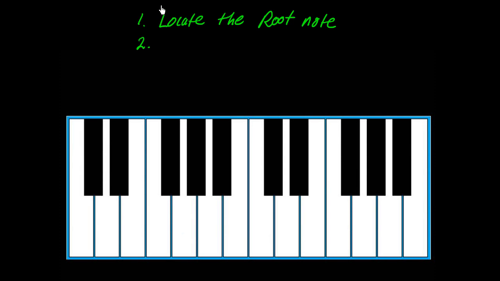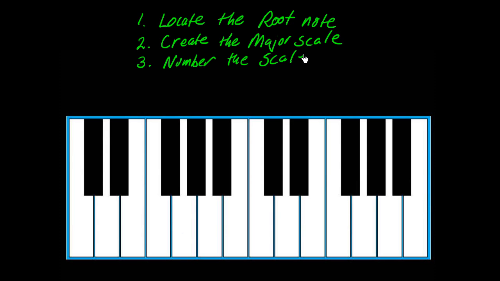Number two is you're going to have to create from that root the major scale. And the third thing you need to do is to number the intervals in the major scale. That's what the number system is, and all of our training is based on the number system, which is basically the major scale intervals. So number the scale. And once you number the scale, it's as simple as finding out what type of chord you're creating and finding which notes in that scale are to be added to the root.